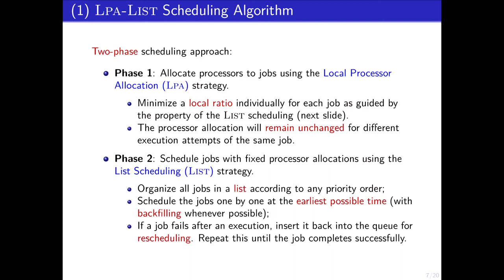Let me now introduce our first algorithm, LPA-LIST, which employs a two-phase approach to schedule the jobs. In the first phase, a local processor allocation strategy is used to minimize a local ratio individually for each job. This will be guided by a property of list scheduling, which I'm going to talk about in the next slide. Once the allocation has been made, it will remain unchanged throughout the different execution attempts of the job. Therefore, in the second phase, the allocations of the jobs are fixed, and the list scheduling algorithm is used to schedule all the jobs. In particular, the jobs are first arranged in a list in any order, and then scheduled one by one at the earliest possible time, with backfilling included whenever possible. If a job fails after an execution, it will be reinserted back into the queue and rescheduled later until success.